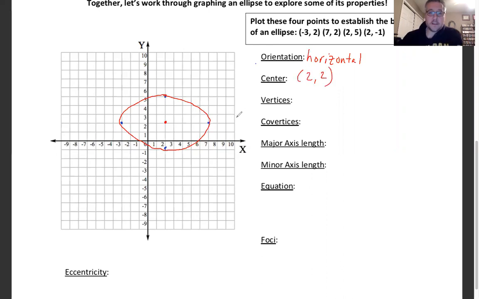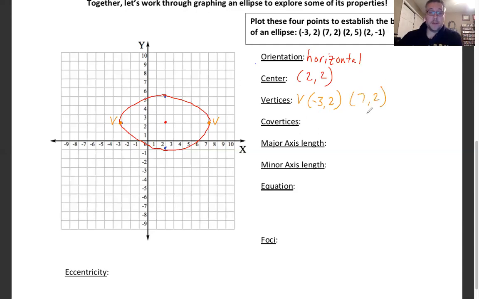The vertices are the endpoints along the bigger way. So this is the wider dimension of the ellipse. So the vertices would be, let's see, (-3, 2). And this one here is (7, 2).